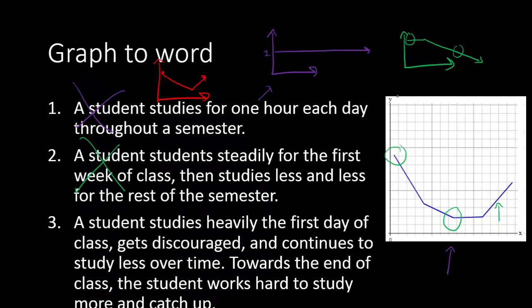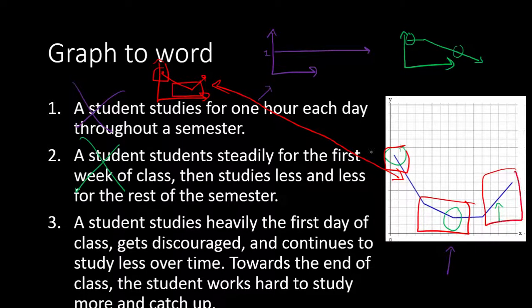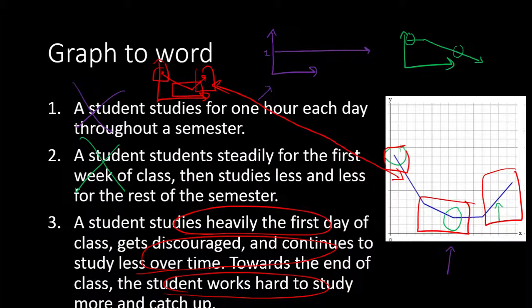So notice of my purple, green, and red graph, the one that looks most like the graph in blue is my graph in red. They're not perfect matches, but you can see that the basic shape of my red graph matches the basic shape of my blue graph. It shows a high start, steady decrease, and then it shows an increase at the end. Just like in this sentence here, starts high, decreases over time, and then when the student works hard to study and catch up, it increases again. So just look for keywords that might signify what's going on in the graph as far as whether it's increasing, leveling off, or decreasing.